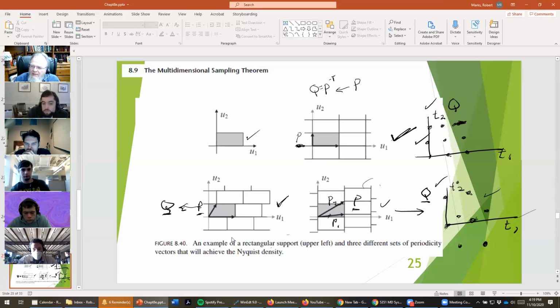And what is common between all of these P's, between this P and this P and this P? They all have the same determinant, don't they? Right? They all have the same determinant. So therefore, they all have the same Nyquist density, because the Nyquist density is the determinant of the periodicity matrix.